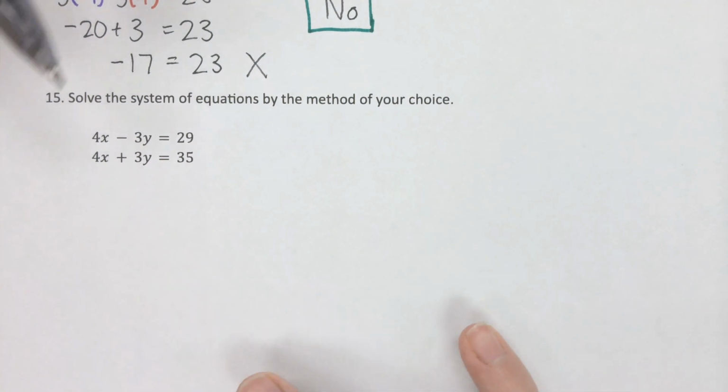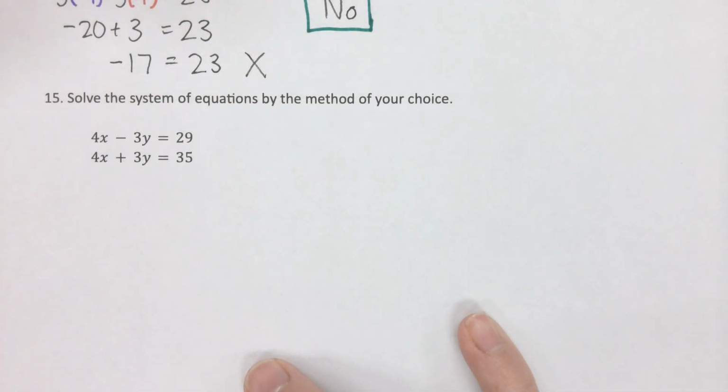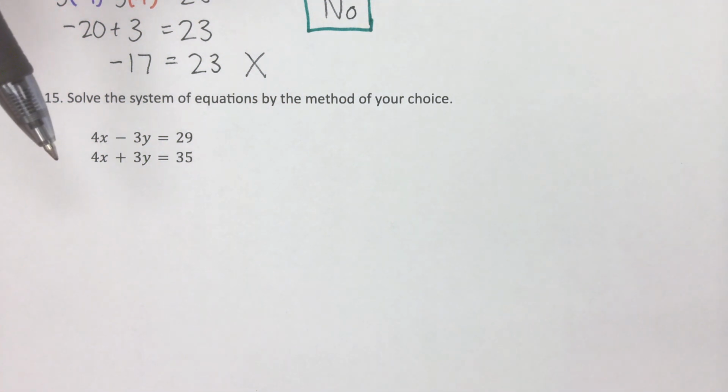Number 15, solve the system of equations by the method of your choice. So remember, there are three methods that we're allowed to use. Substitution and elimination are the main two. And the third one is actually graphing. Remember, graphing is a method to solve equations with.